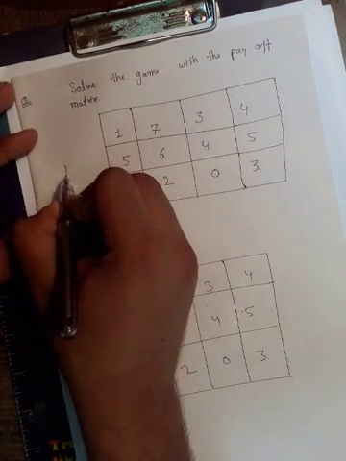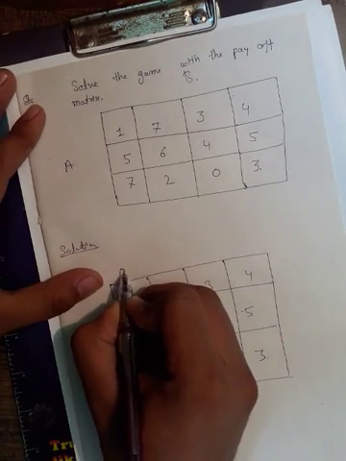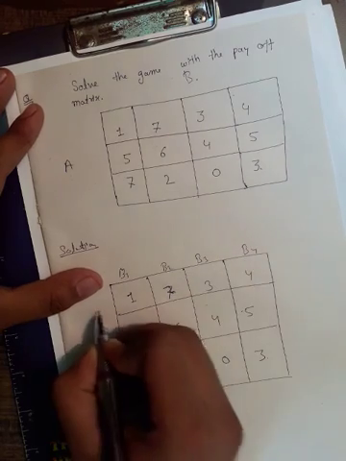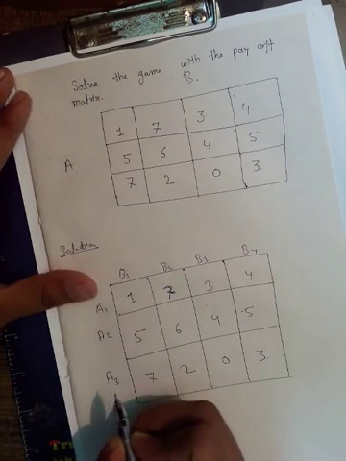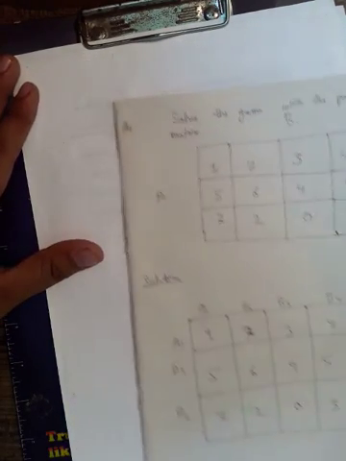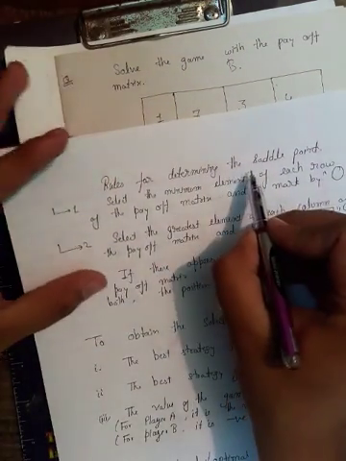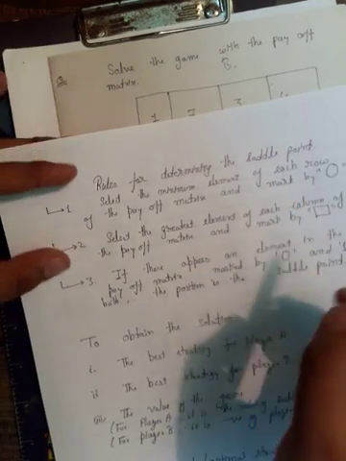This is your player A and this is your player B. Name it as B1, B2, B3 and B4. Here A1, A2 and A3. So we'll see the basic steps. What are the basic steps for solving the pure strategy problems? Here are the rules for determining. First we need to find the saddle point.